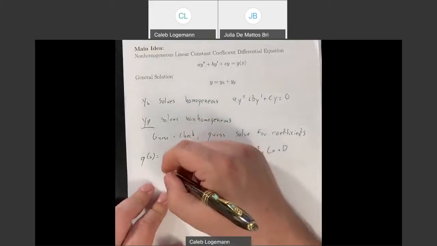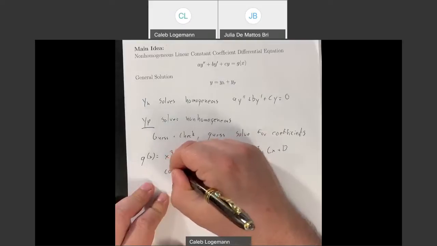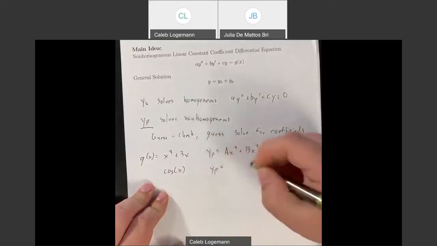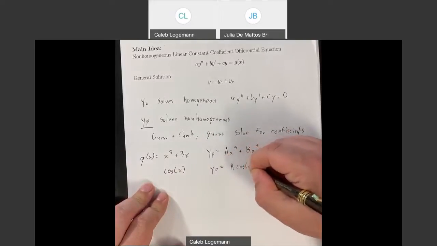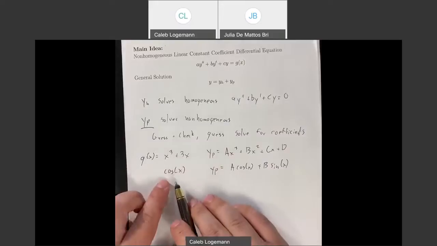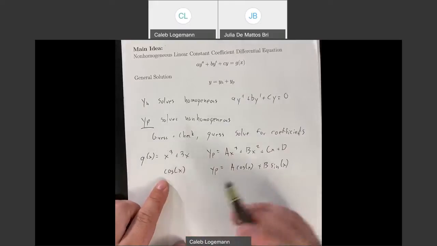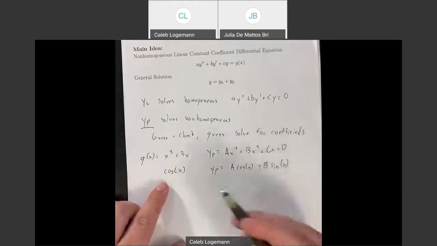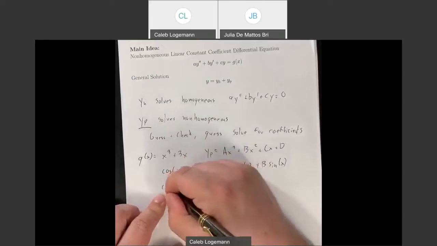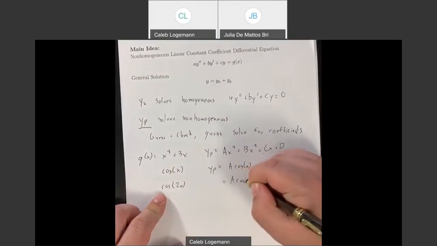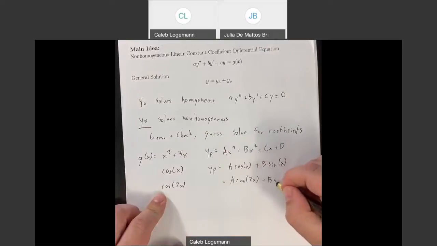If we had something that looked like cosine of x, our guess needs to be a cosine x plus b sine x. Whenever we have sines and cosines, we need to make sure we guess the opposite as well. So if we have something involving cosines, we need to include both the sine and the cosine term. And whatever the coefficient is inside, say we have cosine of 2x, then our particular solution should follow that, with 2x inside the sine as well.